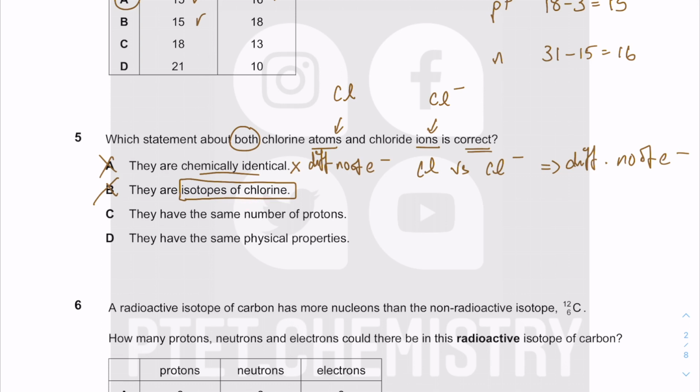They have the same number of protons, they are still the same element, and both of them are still chlorine, and that is why option C is actually correct, because both of them are chlorine. Therefore, they have the same number of protons. Having the same physical property is going to be incorrect, because they are not exactly the same substance now, are they? They are not isotopes, and therefore they are not the same substance. So since they are not isotopes, they do not have the same physical properties.